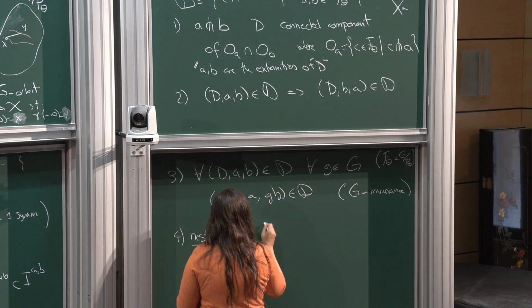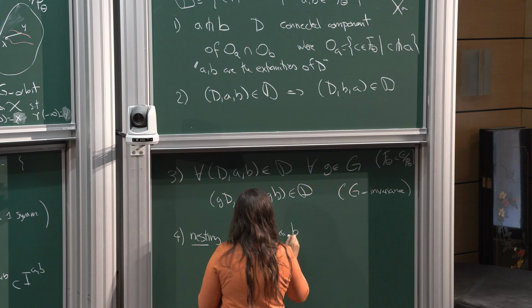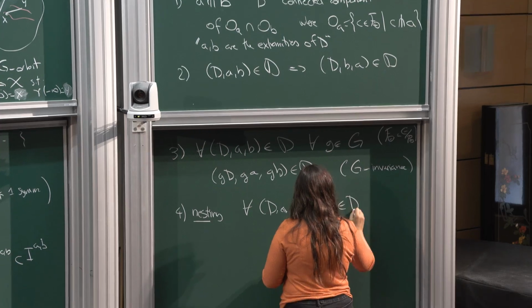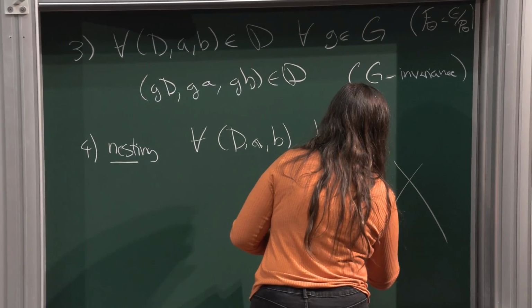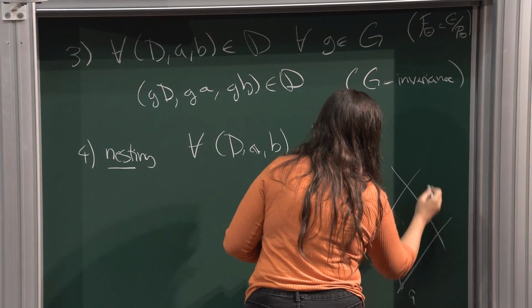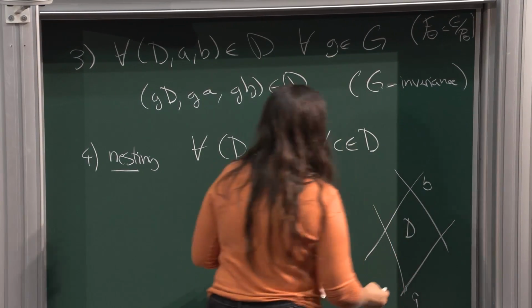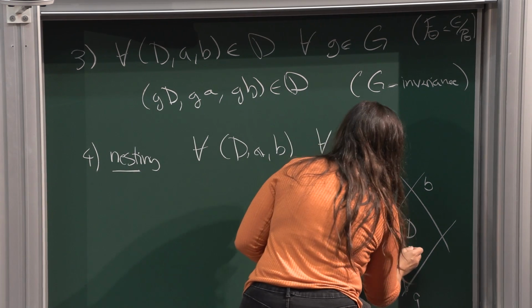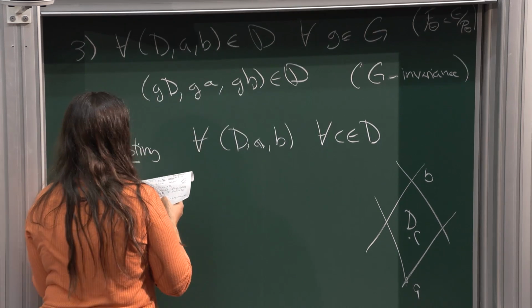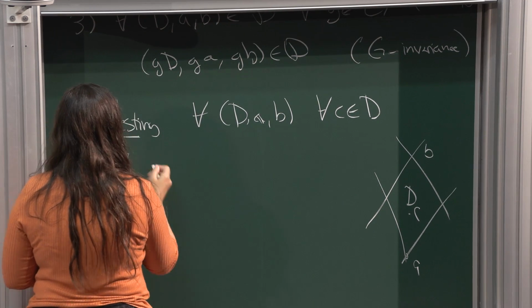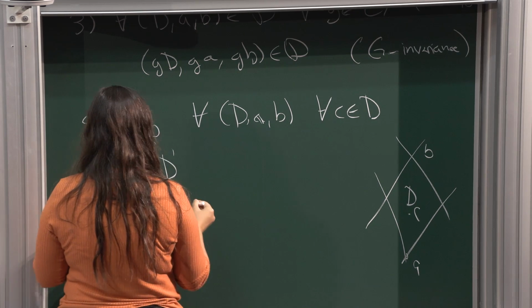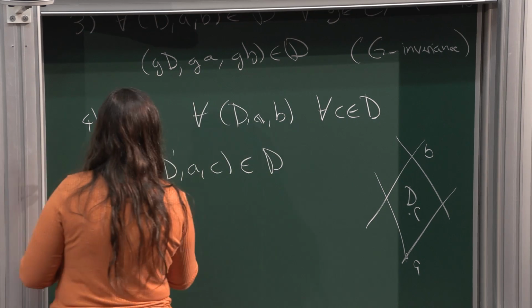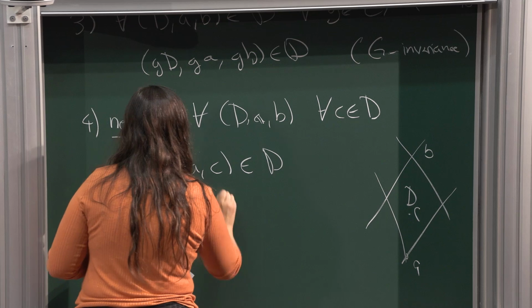for any D, A, if I start from a diamond in my family, and for any C in D, so let me put the picture again up. So I have A, B, and my connected component D. I want that for any other point C that I find in this connected component, there exists D prime, A, C also in D, with D prime contained in D.